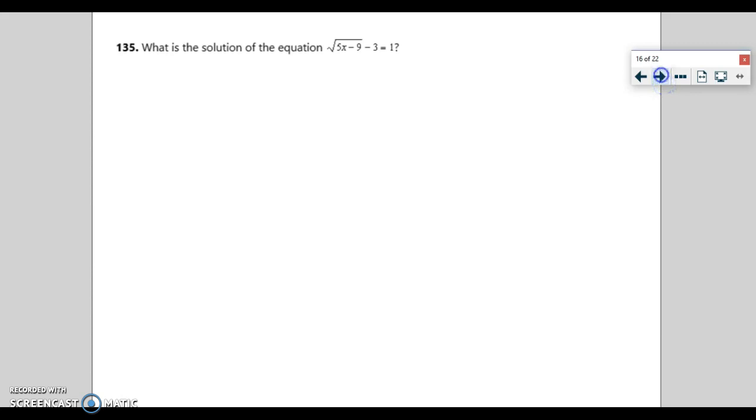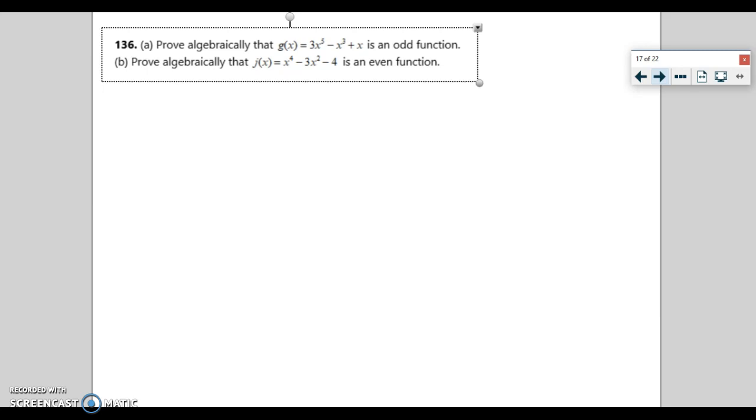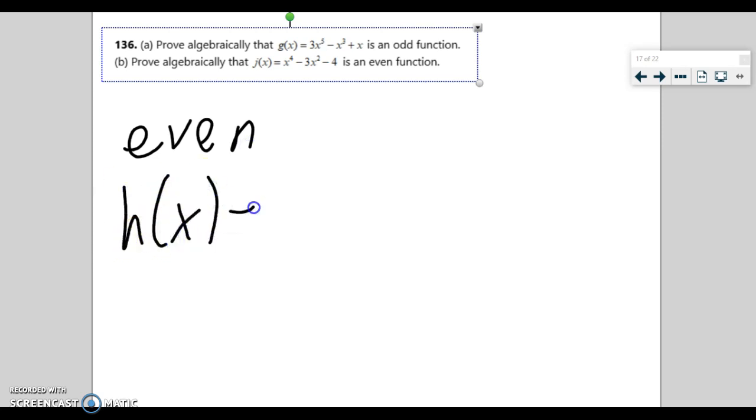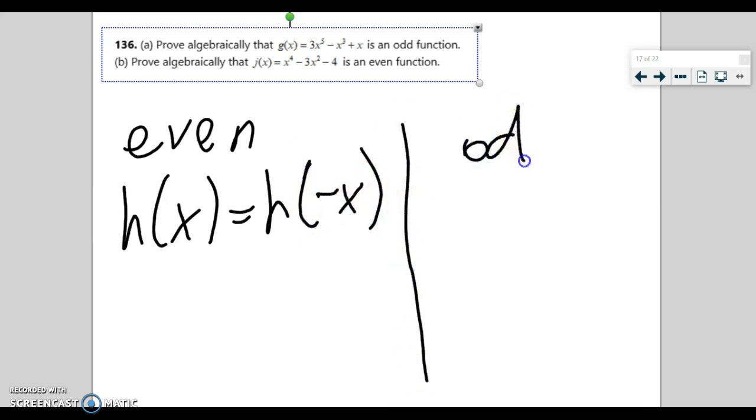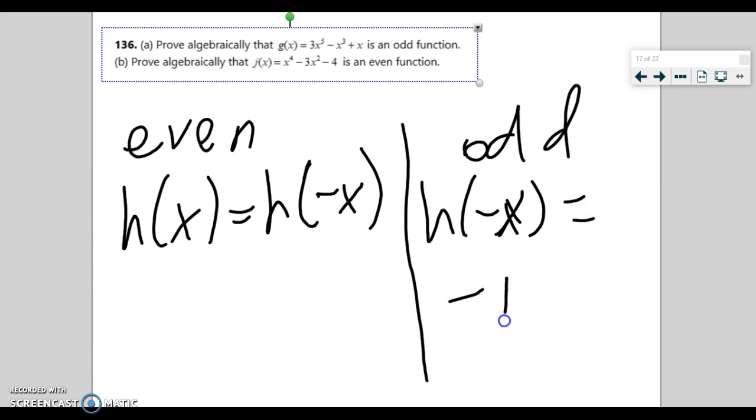We talked about that question already. Odd function, even function. Just to be clear, for even, the original function has to equal f of negative x. And for odd, h of negative x has to equal negative h of x.